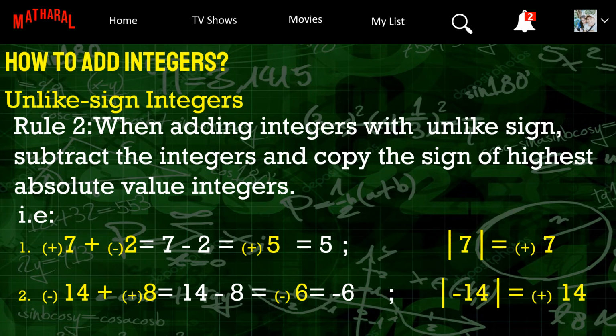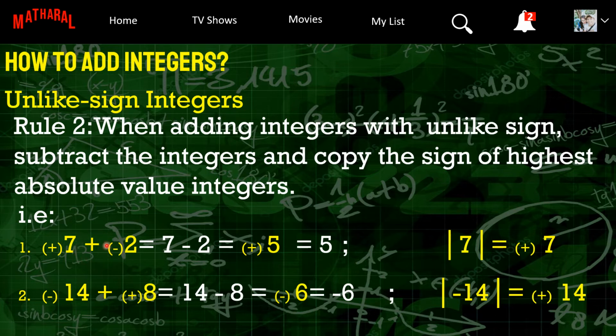The question is, how can we add integers with unlike sign? Okay, rule number 2. When adding integers with unlike sign, subtract the integers and copy the sign of the highest absolute value. So pasok po pa rin tayo doon sa absolute value na nababanggit. For example, positive 7 plus negative 2. These two integers are in different sign. They are unlike sign. One is positive and one is negative.